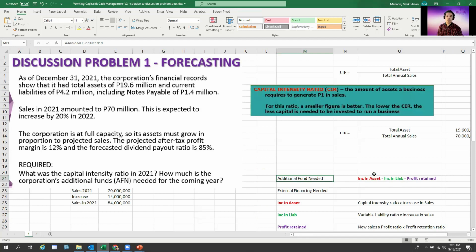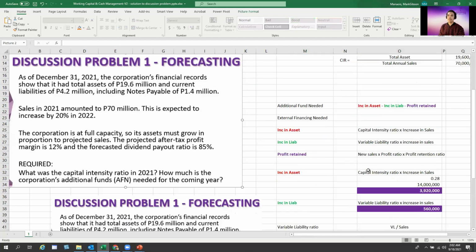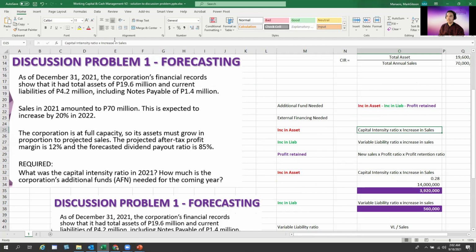Ngayon, isa-isahin natin, no? So basically, class, there are 3 elements that we need to calculate first before we arrive to our additional fund needed, no? So number 1, increase in asset. Number 2 is increase in liability. And number 3 is profit retained. Pag-usapan natin yung increase in asset. Ano ba yung formula to get the increase in asset? Bababa ko lang to. So the formula to get the increase in asset is capital intensity ratio, parang familiar, multiplied by the increase in sales.